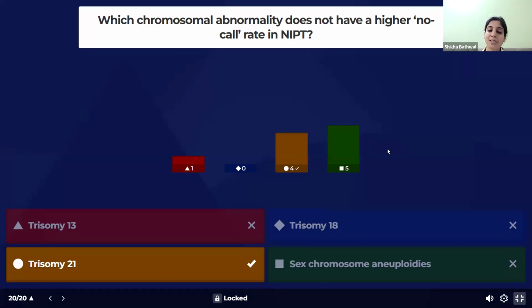So whenever the report comes as no call, we have to advise them for an invasive test because they are at high risk of having either Edward or Patau syndrome, 13 and 18, but not 21. And also in some cases, sex chromosome aneuploidies. So C is the correct answer, trisomy 21. So 4 people have got it right.